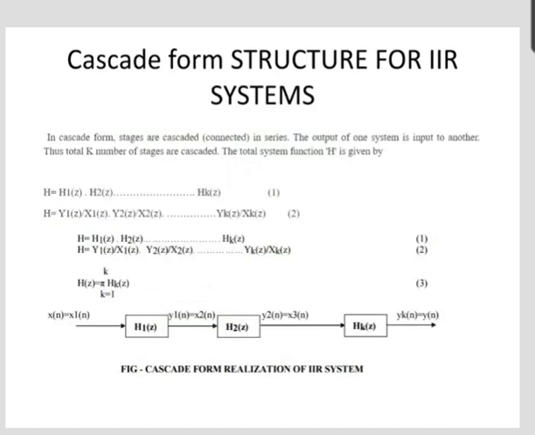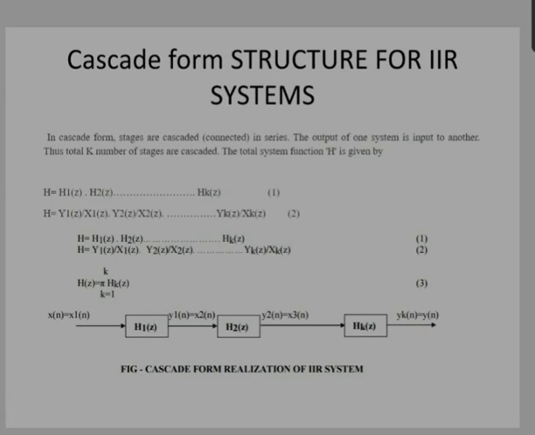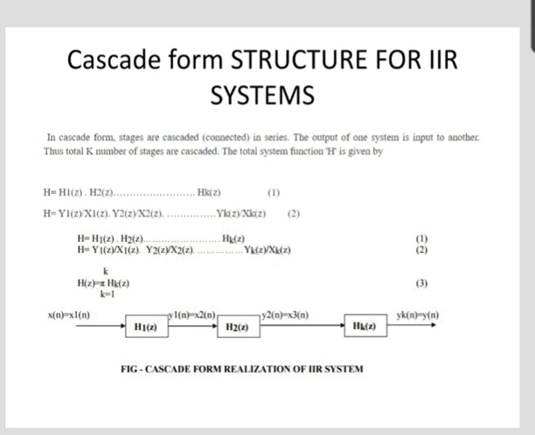Next is the cascade form structure for an IIR system. In cascade form, the stages are cascaded or connected in series. The output of one system is the input to the other system. A total of k stages are cascaded.